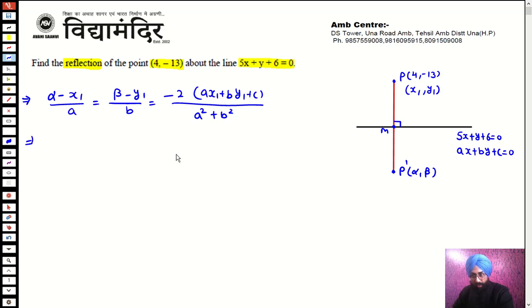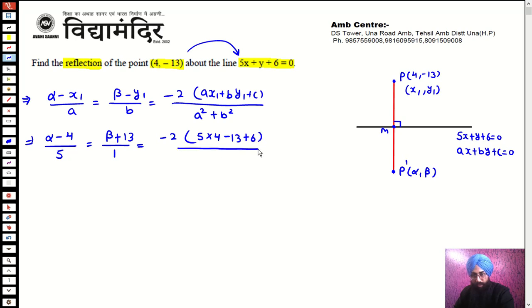As you can see, alpha and beta we need to find. x1 and y1 are given as 4 and -13. So alpha minus 4 upon the value of a, which is 5. Beta we need to find, and y1 is this coordinate, which is -13. Negative negative will be positive. b is the coefficient of y, which is 1. So negative 2. Now you put the coordinates of this point in this equation. So it will look like 5 multiplied with 4, then -13, and plus 6, divided by a square, a is 5, so 5 square plus the coefficient of y, 1 square.